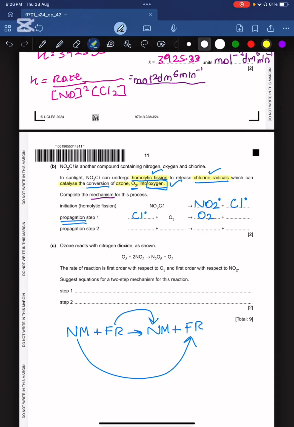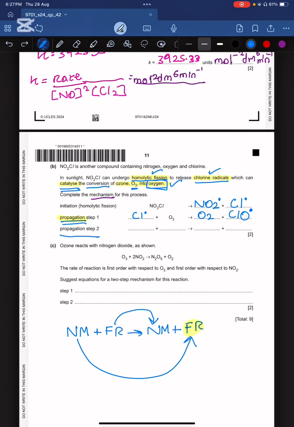And now I'm sure that there needs to be a radical here. Why? Because I will always have a free radical in the product side in the propagation step. So now I know two things about this. It needs to be a radical, it needs to have Cl and an oxygen. That's it. Cl, oxygen, and a radical. There we go. Now we move on to propagation step two.